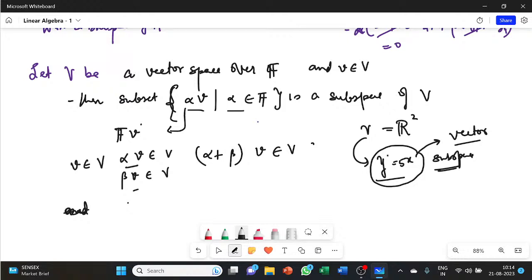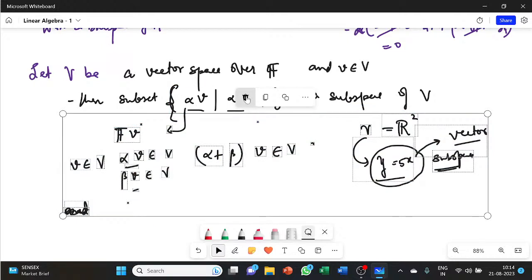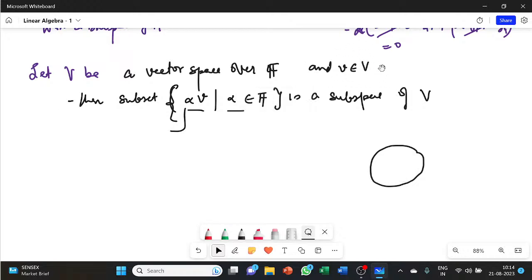What I want to convey is, let us say that V is a vector space over F, and let v belong to set V. If I multiply this with some scalar alpha, then alpha times V would be a subset of V.